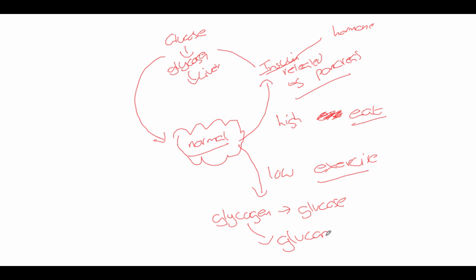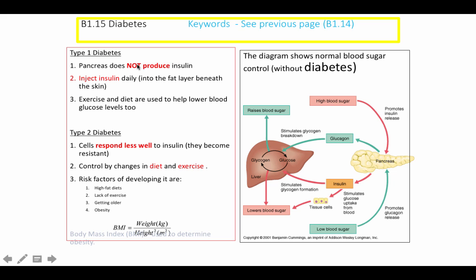Glucagon. So two hormones are insulin and glucagon. And overall, what does that result in? Blood sugar levels go back to normal. Boom. Insulin when they're too high, glucagon when they're too low. That's it. Okay. Now, you can add to this the stuff on diabetes.